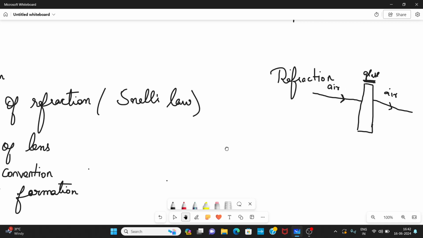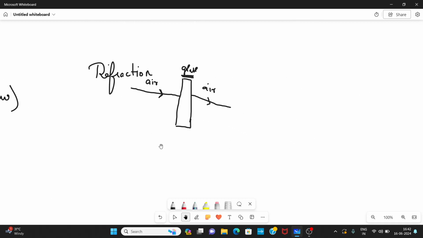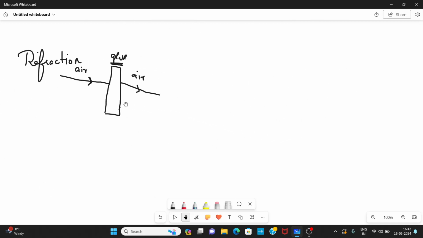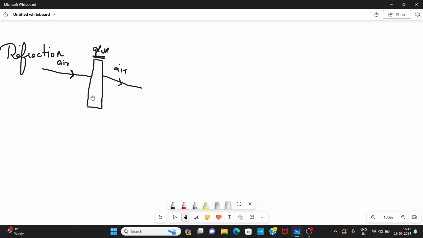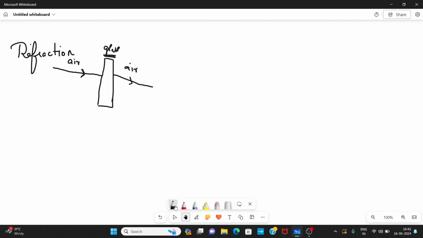Refraction. So considering a medium glass, or considering a surface glass, if a light is incident on your glass, it passes through the glass. Since it is transparent, the light passes through the glass.